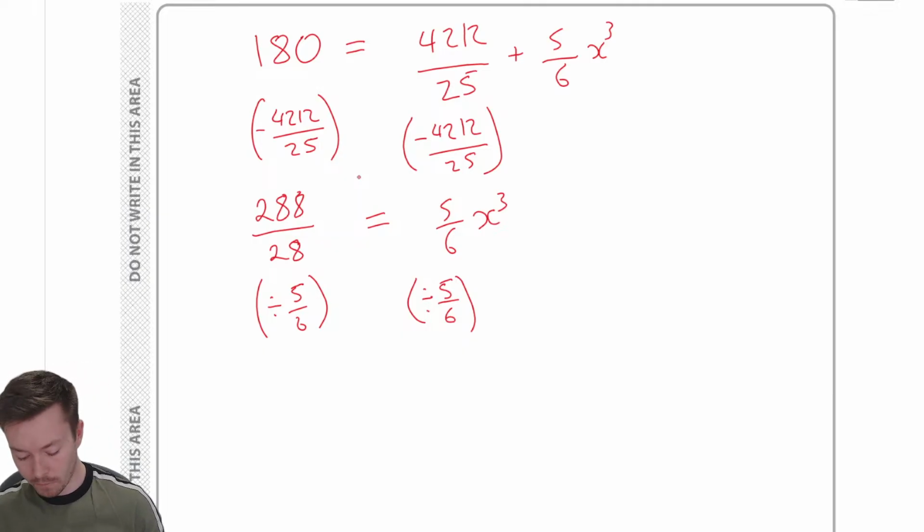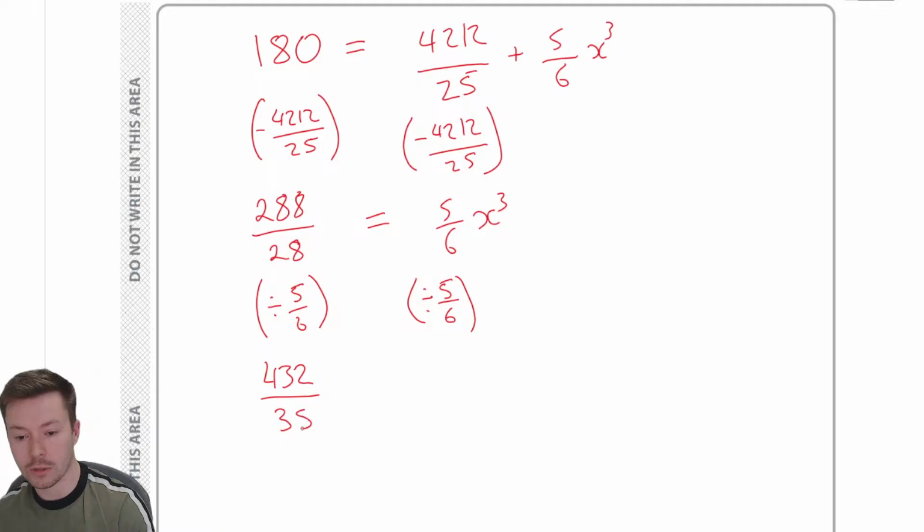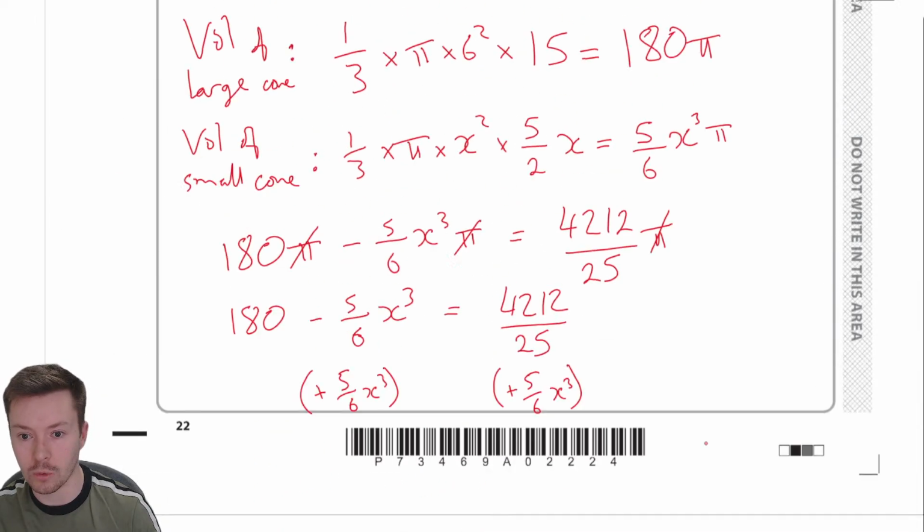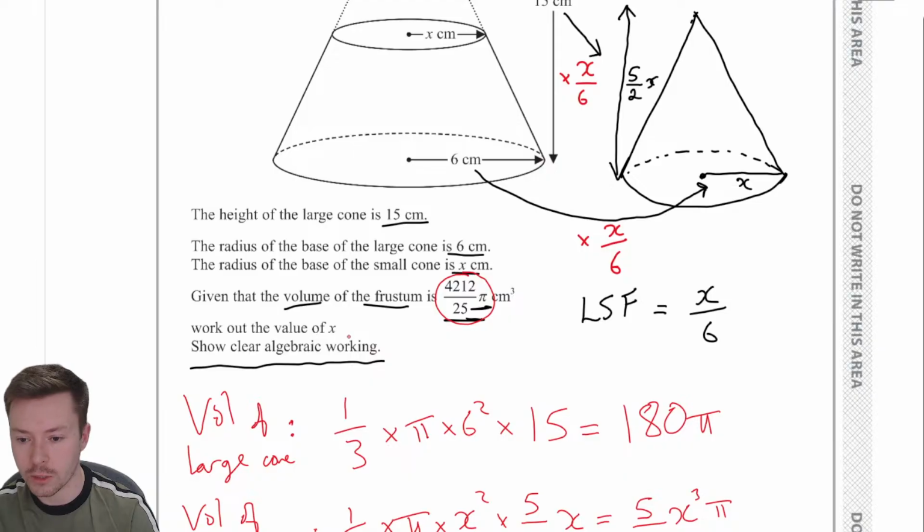Right, carrying on with this one. 288 over 25 divided by 5 over 6 gives me 432 over 35. That is equal to x cubed. Just checking I've done that right. Okay. Cube root of 432 over 35. And that's going to give me a decimal answer, which is not what I remember, to be honest, when I did this before. So let me just double check my working out again.